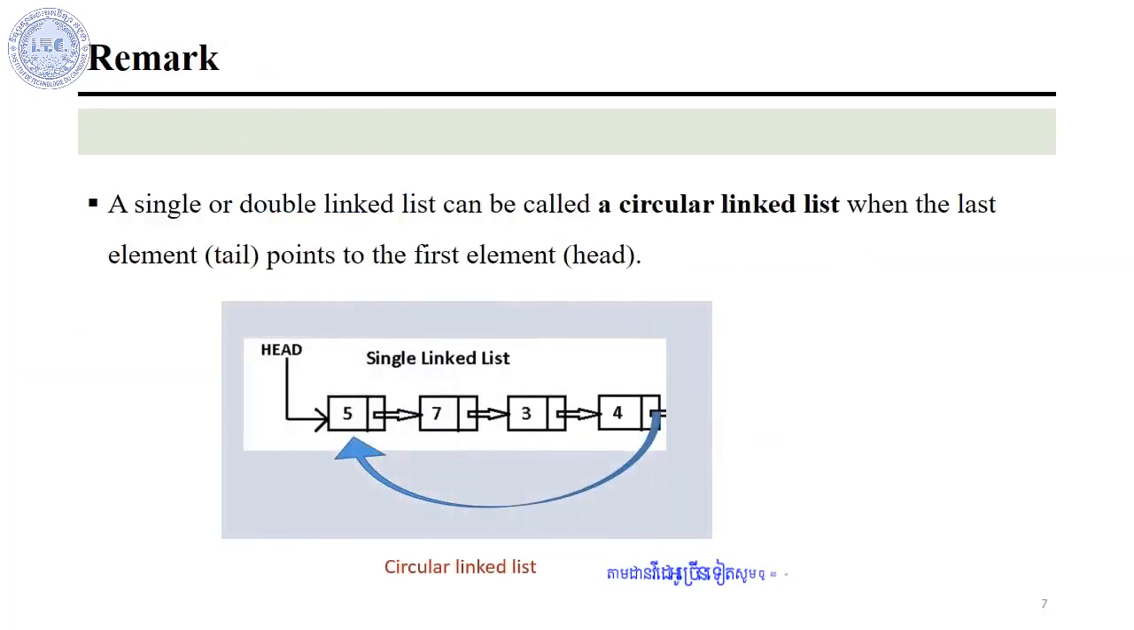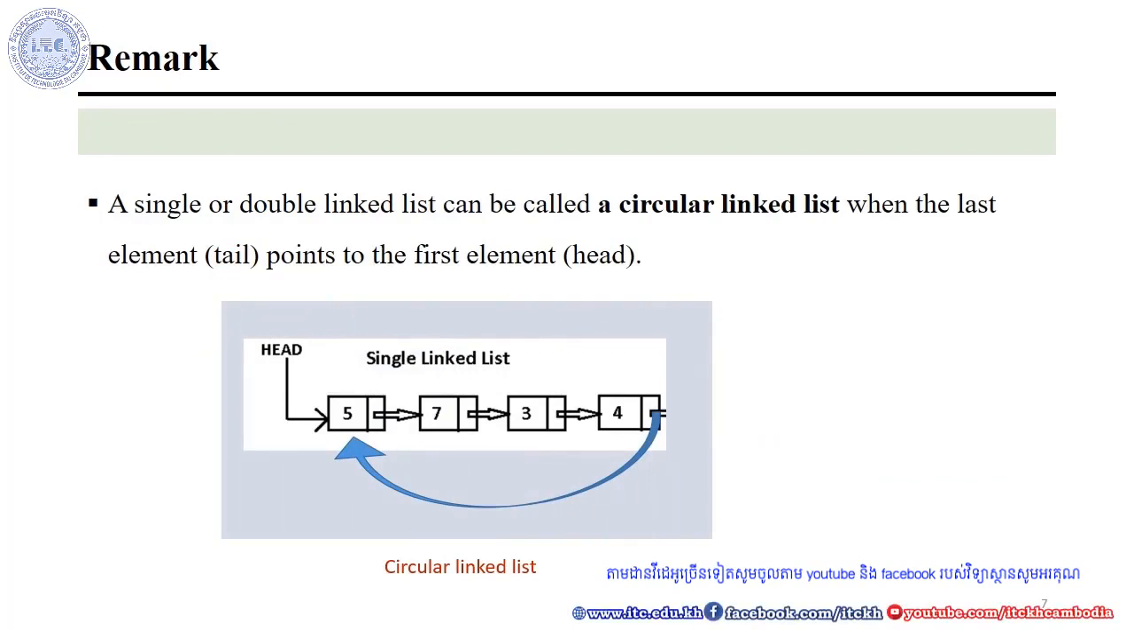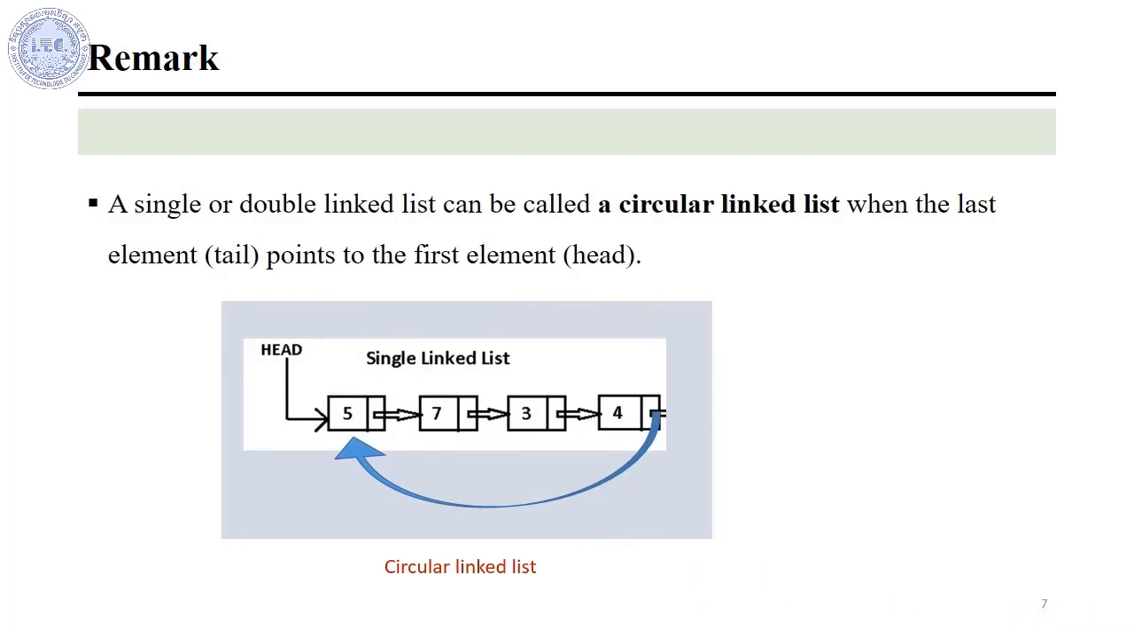Alright, so we will take a remark here. There is a notice on the single and double linked list. We will call it a circular linked list in case the pointer of the tail element points to the head, which means the last element points to the first element. This is called a circular linked list.